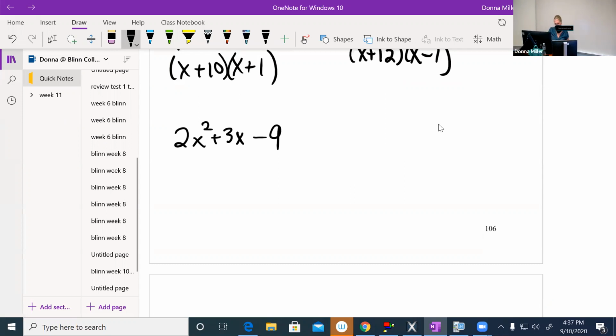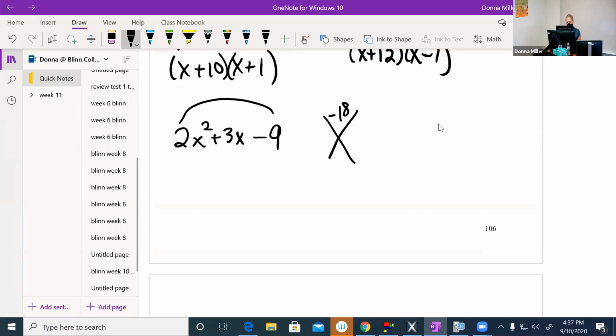There are, like I said, about 5 ways to factor these. What I do is I multiply the first and the last. So 2 times negative 9 is negative 18. I want to find factors of negative 18 that add to the middle term. Okay? So what do we have? 6 and negative 3. Good. So hold on to those.